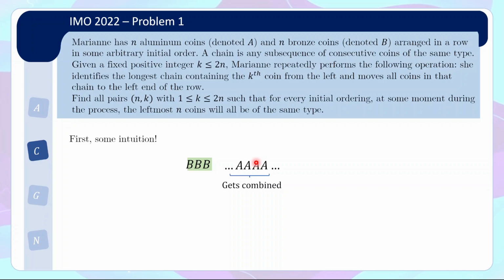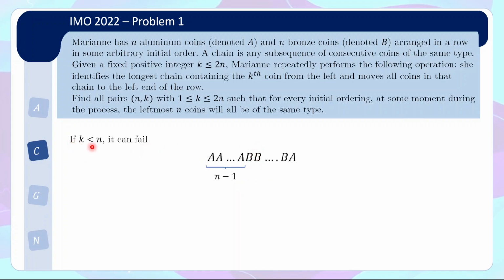Now, does this always happen for all pairs k and n and all configurations? Not really. Let us see where k and n might fail. So if k is less than n, actually quite clearly it can fail, because consider a configuration where you have n-1 copies of coin A and then n copies of B and then lastly the last copy of A. Now if k is less than n, then obviously the k will be pointing at this A block over here, and it will just keep getting stuck. The A block will stay where it is and then nothing happens. So we will not be able to succeed.